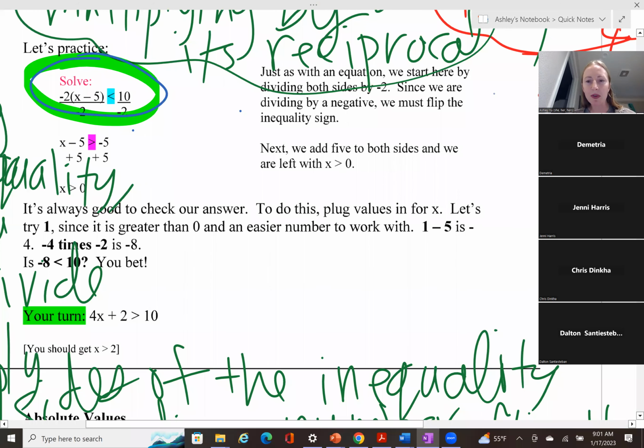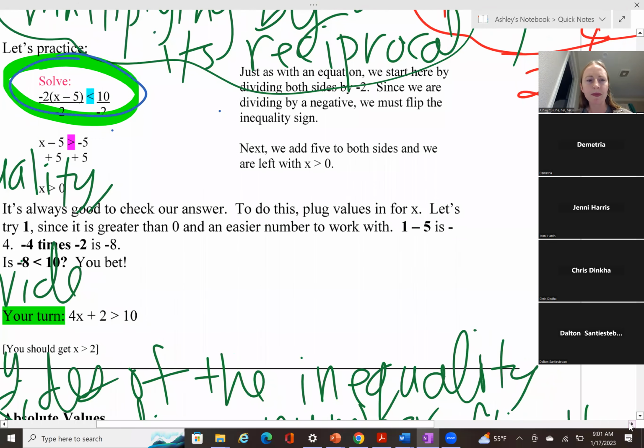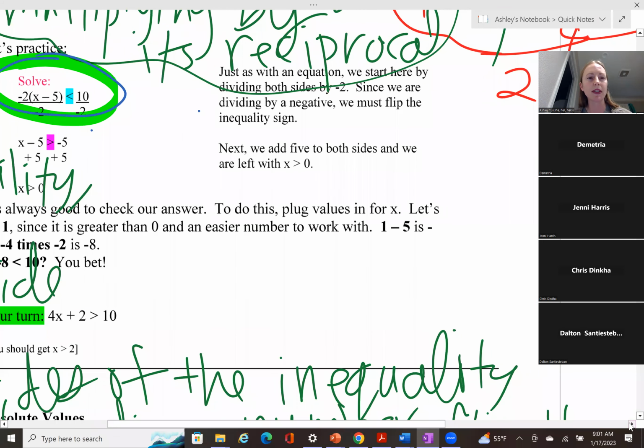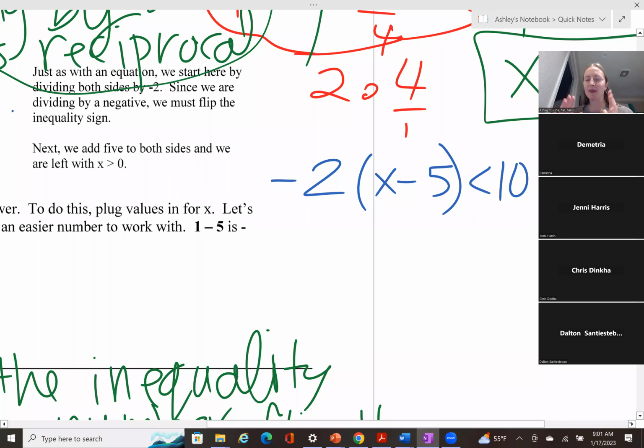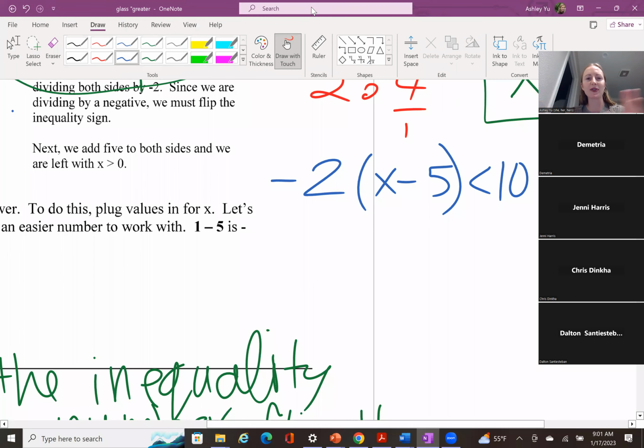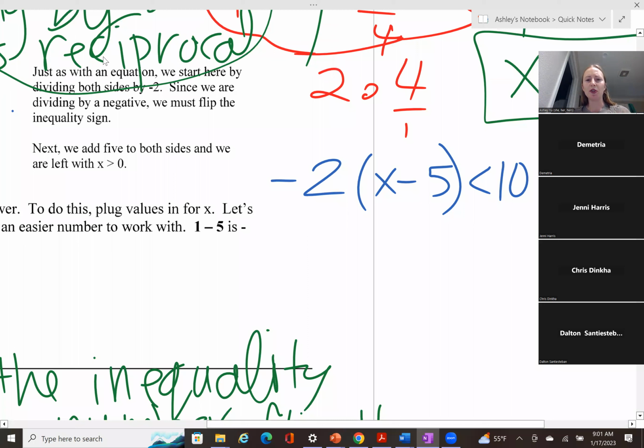I'm just going to pull it off to the side and try to solve it. There's -2 times parentheses x minus 5 less than 10. All right. So like I said, it feels like a delicate inequality. Like, what can I do to this? Because there's a less than. But just imagine it's an equal sign and just do what you would do.